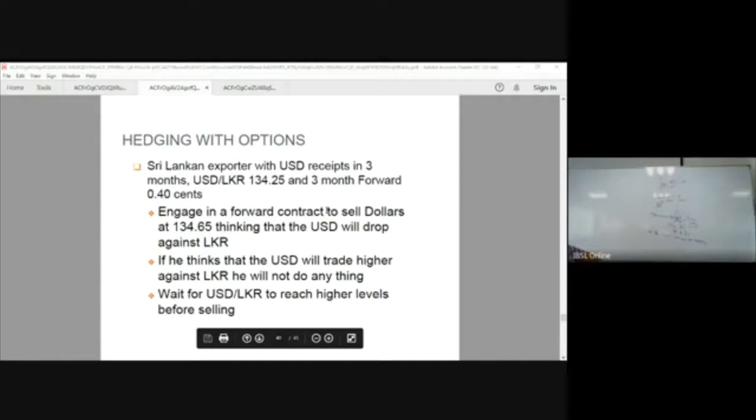Sri Lankan exporter with dollar receipts in 3 months. Sri Lankan exporter, so he's getting dollars in 3 months. The current exchange rate is 134.25, 3 months forward is 40 cents. So if he engages in a forward contract to sell dollars at 134.65, thinking that the dollar will drop against the rupee. Yeah, so go through this example.